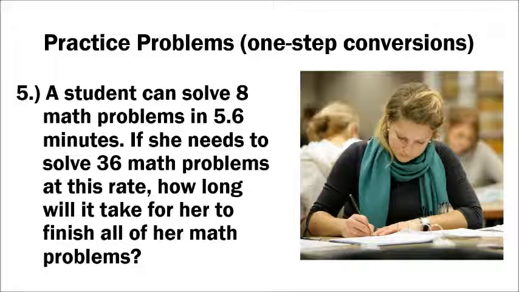Okay, so now we've done some one-step conversions. The next 5 problems are going to be multi-step conversions. Again, just take it one step at a time and look for relationships between units. Number 6.